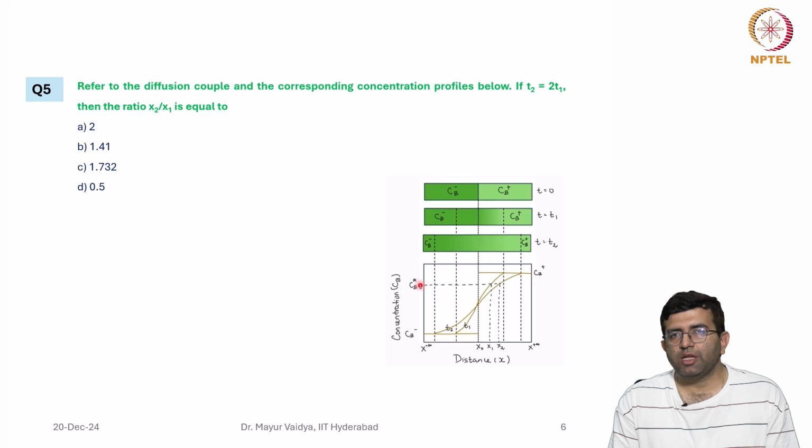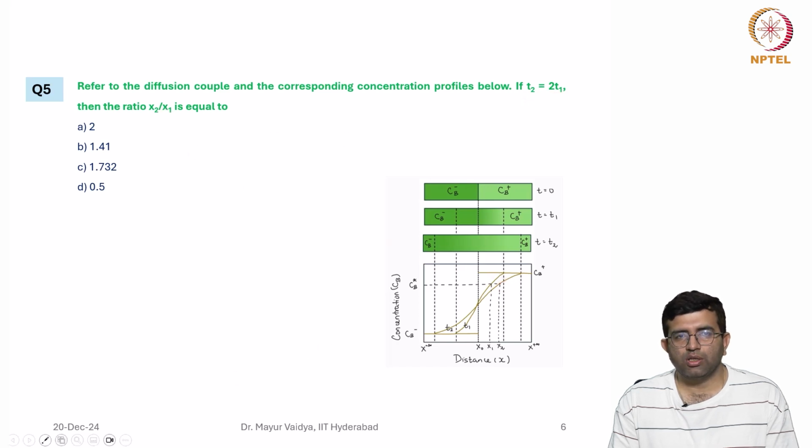So what is given here, what are T1 and T2 and X1 and X2? There is a composition Cb star. At time T1, the composition plane is located at a distance x1, and at time T2 it is located at x2. Now we are given the ratio of T2 by T1, which is 2. Now we have to find out what is x2 by x1.